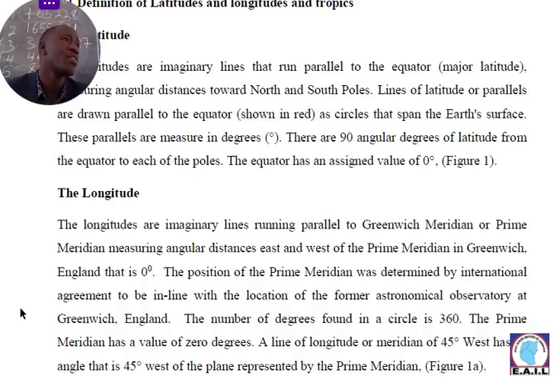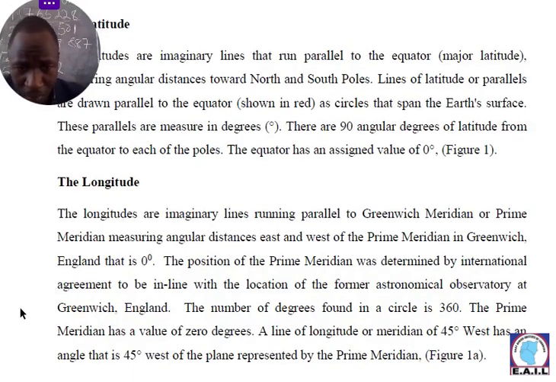In other words, they run from 0 up to 360 degrees. The prime meridian has a value of 0, and from 0 they extend up to 360 degrees. They are saying that a line of longitude or meridian that is 40 degrees west has an angle of around 40 degrees west of the plane represented by the prime meridian.